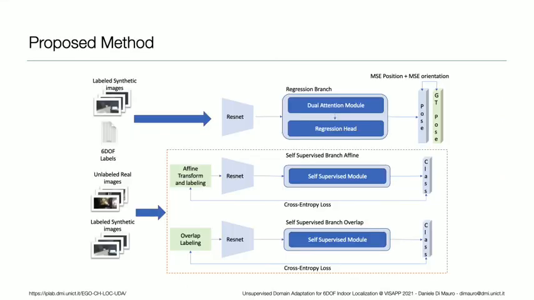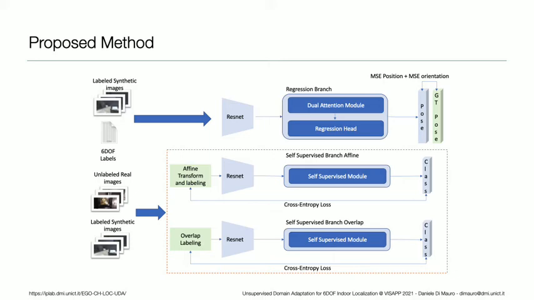The proposed method is a network which is trained end-to-end. The network has 2 branches. The regression branch is designed to predict the camera pose directly from the input image. It's composed of an attention module and a regression head.